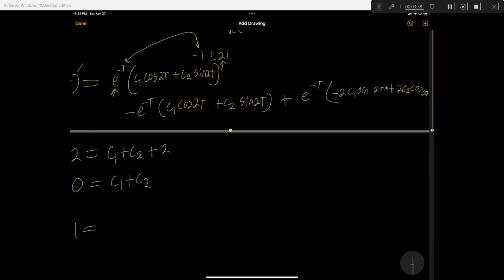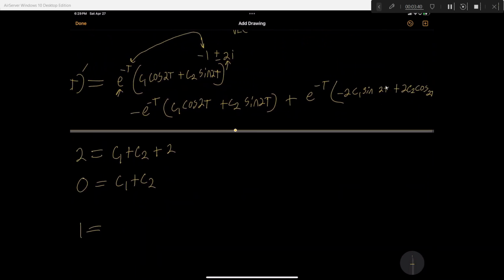Okay, so when t is at 0, this will disappear, this will disappear, this will disappear, this will practically disappear. So we're going to pull this down. We get a negative c1 cosine of 2t plus 2c2 cosine of 2t.